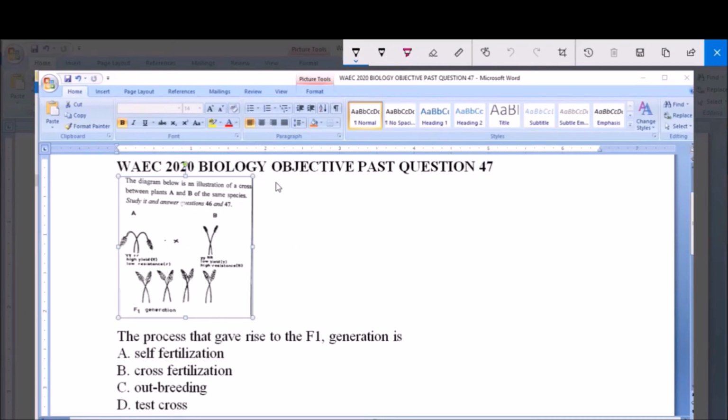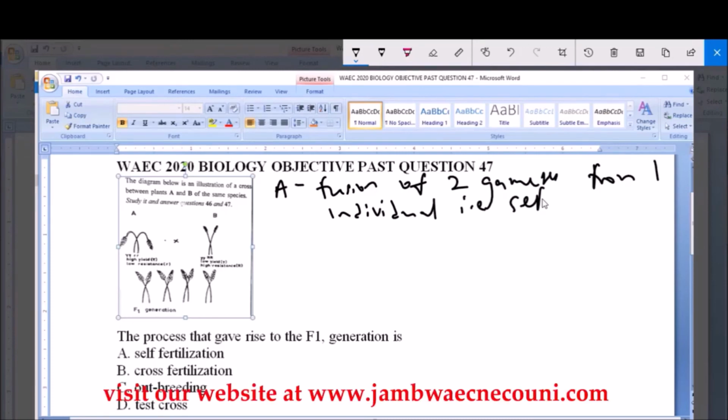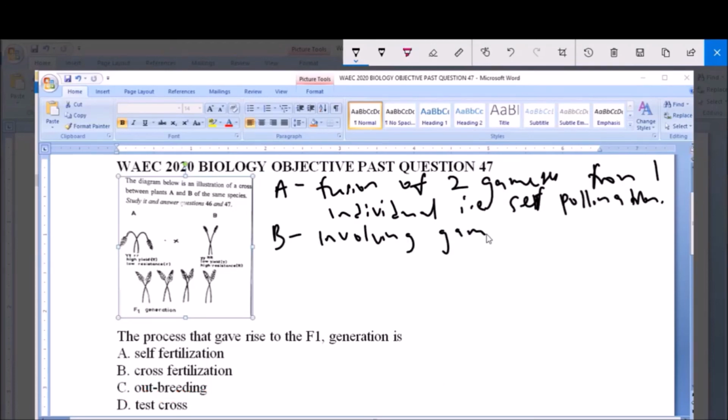outbreeding, D, test cross. Now option A, which is self-fertilization, means the fusion of two gametes from one individual or one organism, such as what is seen in self-pollination. Now option B is cross-fertilization, and it is fertilization involving fusion of gametes from two different organisms.